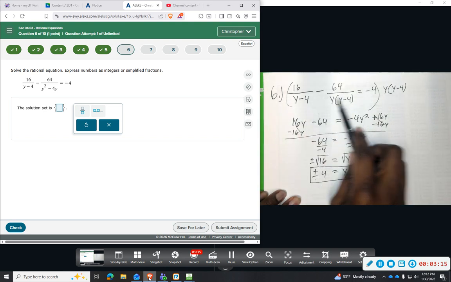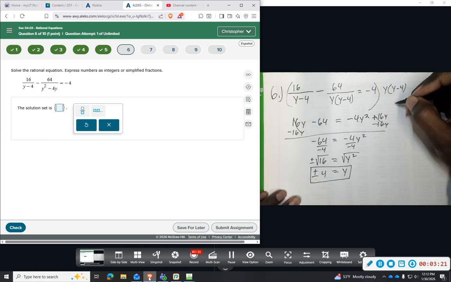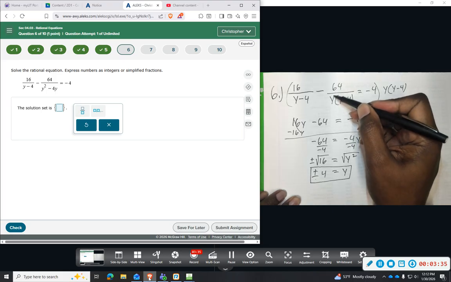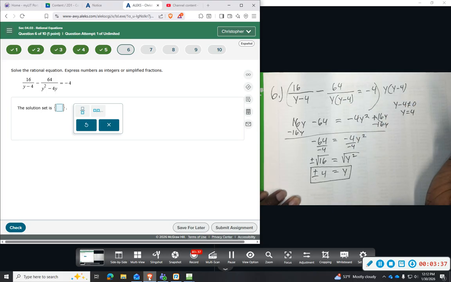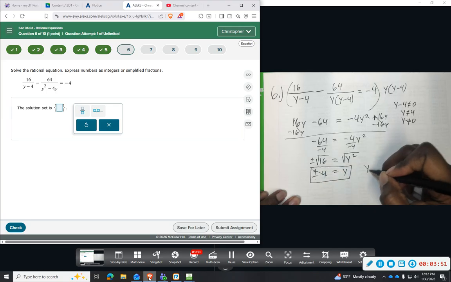Now, we've got to go back up here and look at solutions that would not work. So what makes the denominator 0? Y minus 4 not equal to 0. If y equals 4, we divide by 0, and that's going to be undefined. And the other term would be if y is 0, because 0 times anything is going to be 0. So we cannot use 0 and we cannot use 4. Now it just so happens that positive 4 shows up as one of the answers. So we will throw positive 4 out, leaving us with y equals negative 4 as our only solution.